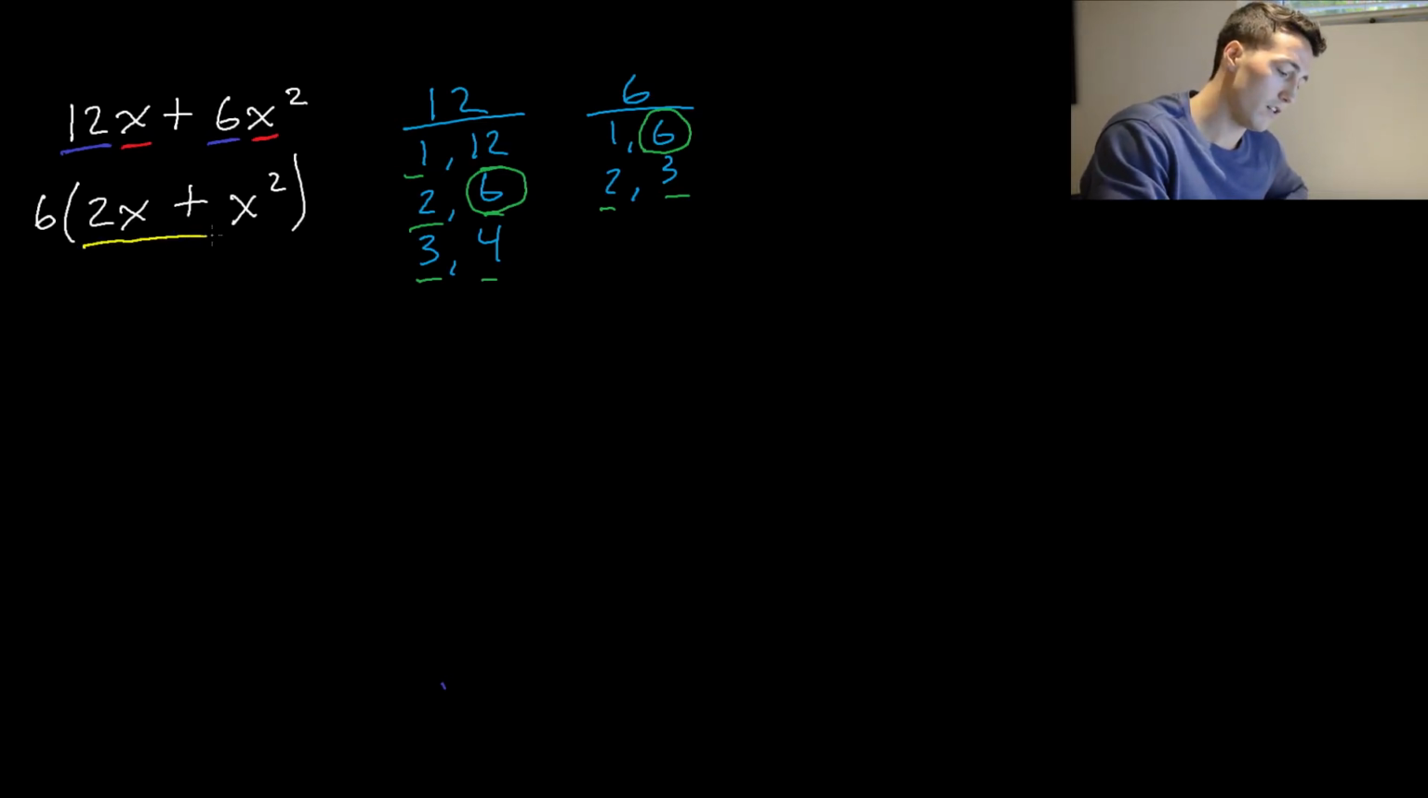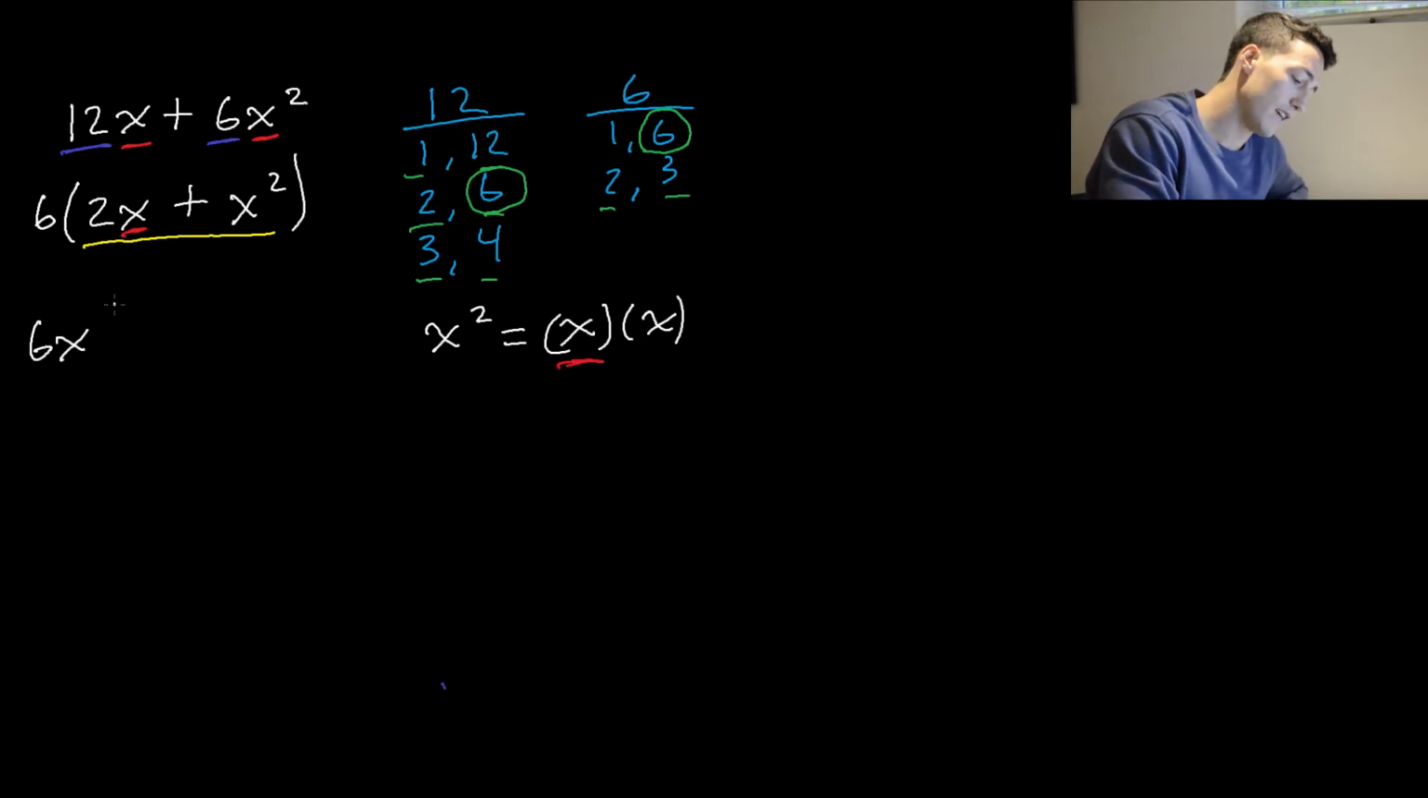But now there's still another common factor in these variables. So there's an x here and an x squared. And this x squared could be written as x multiplied by x, right? So clearly this x here and this x here are common to each other. So we can factor that out.